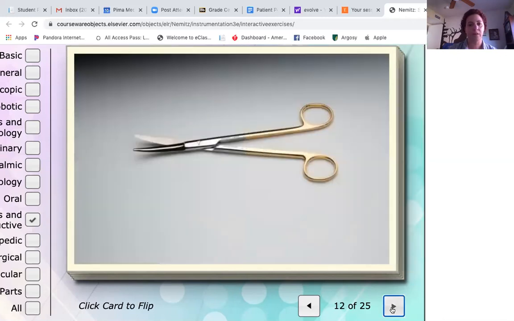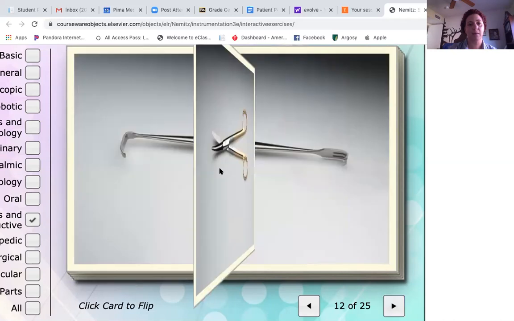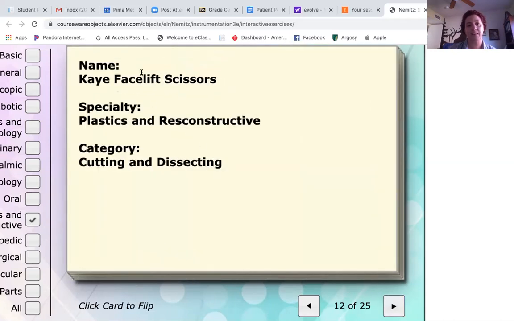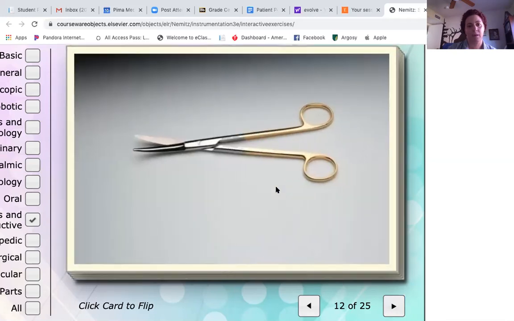Just a couple more to go. So this one is the facelift scissor. Now, it's kind of difficult to see, but a lot of times the way you tell the facelift scissor is it has this little ridge that runs along the blade here, but it's kind of difficult to see. This is a lot similar to a Metz.